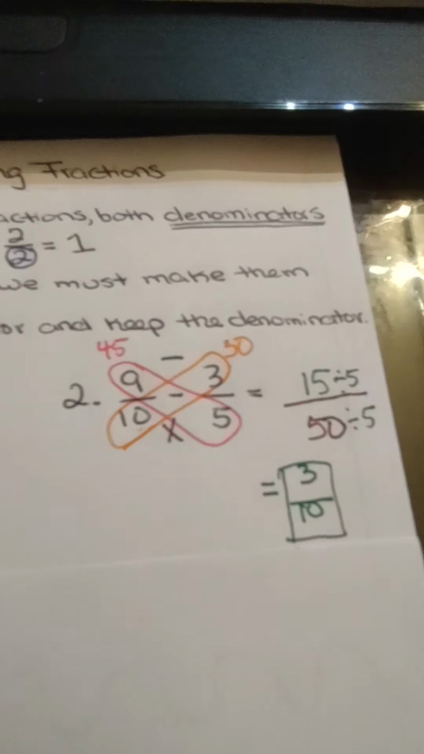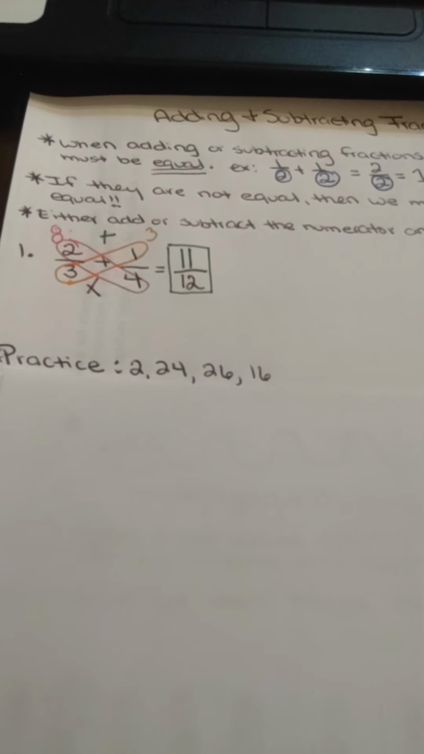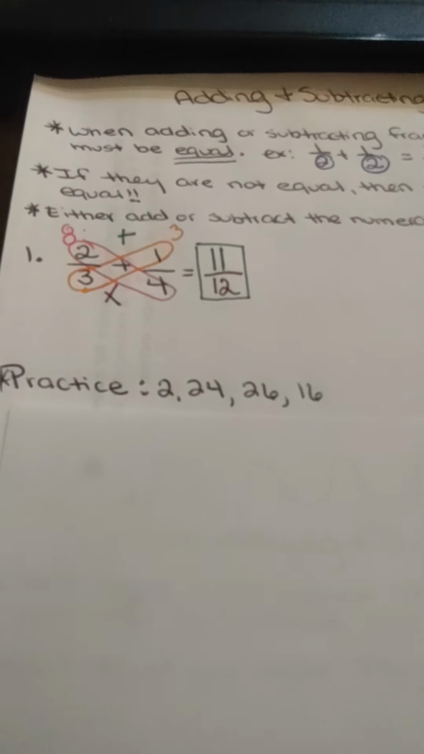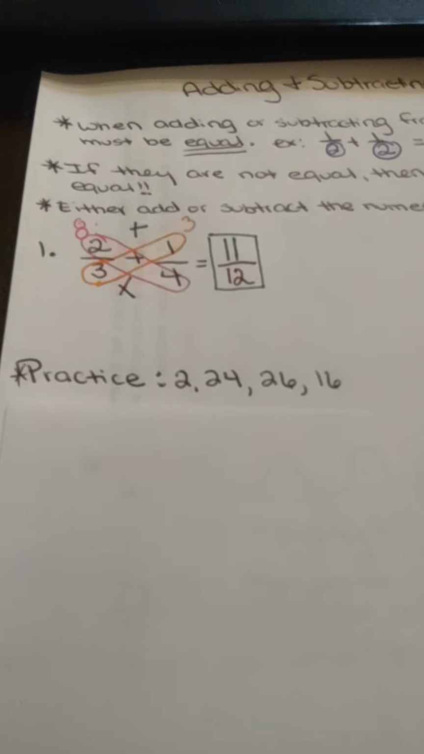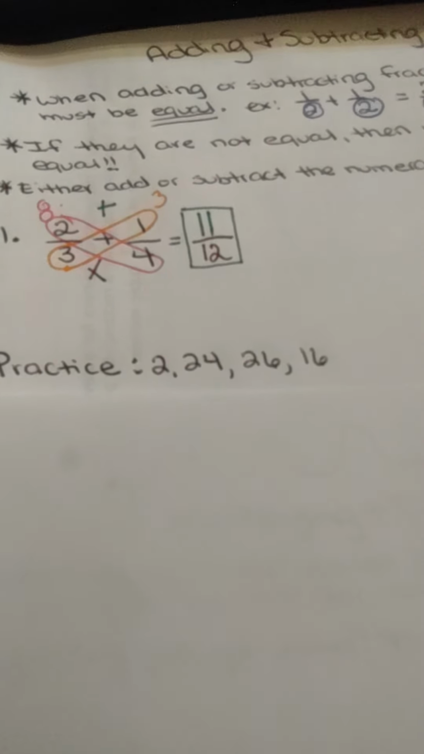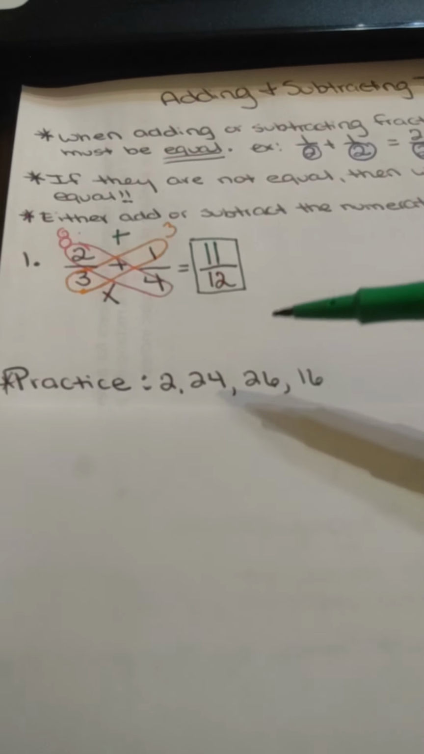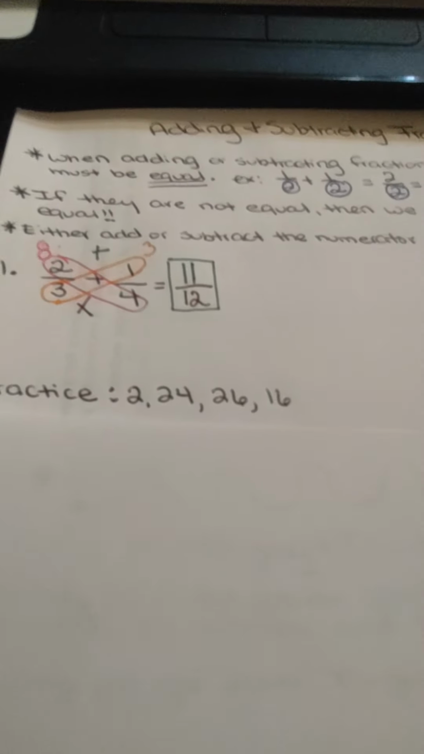Okay, that's it for adding or subtracting. That's a little trick. And then of course, practice. I give you 4. You don't have to do all 4. If you understood this part, 1 or 2, or if you say, hey, you know what, I don't need help with this, you don't have to do it. And so I decided on 2, 24, 26, and 16, just because it simplifies as well. So that's it for adding and subtracting.